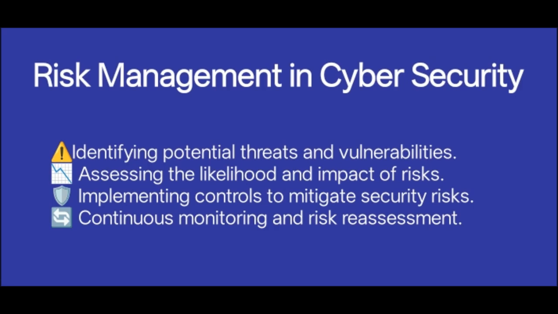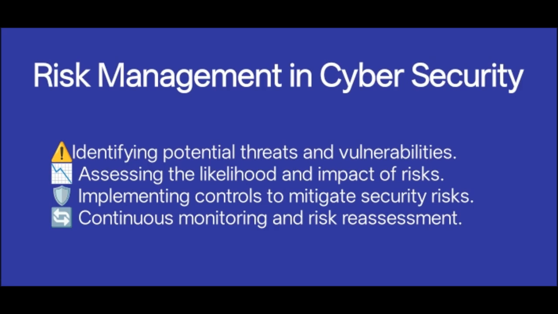The third step is implementing controls to mitigate security risks. Once you know what risks you face, the question becomes, what can you do about them? Mitigation strategies vary depending on the type of risk. Some risks can be reduced by adding technical measures, for example, installing firewalls, using intrusion detection systems, or encrypting sensitive files. Other risks may be addressed by policies and training, such as teaching employees not to click suspicious links or ensuring strong password policies are enforced.